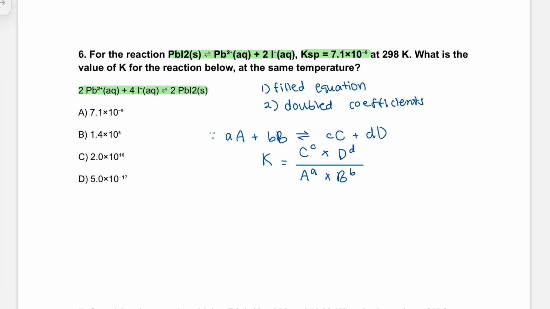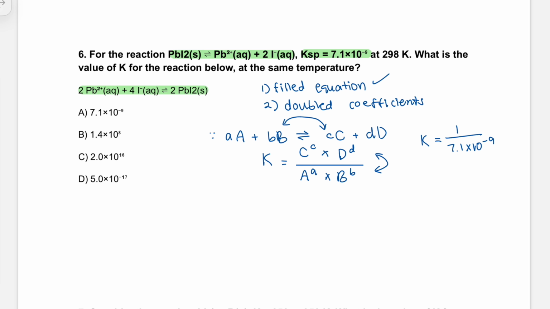So when we flip the equation, it means that C and D are going to be on the left side and A and B are on the right side. So what that does is we have to flip this equation too. So basically we take the reciprocal of the original K value. So I'm going to write the new K value here. It was originally 7.1 times 10 to the power of negative 9, so I'm going to do 1 over 7.1 times 10 to the negative 9. So we've accounted for the flipped equation now.